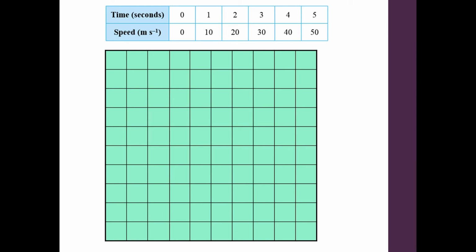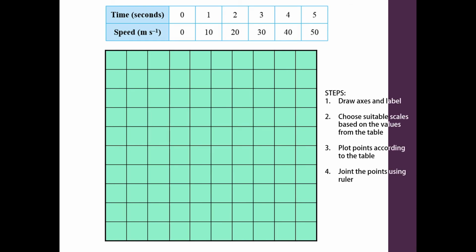In order for us to draw a speed time graph or any graph, these are the important steps that we have to follow. The first one is to draw the axes and label the axes. In a graph we have two axes, the vertical axis, or sometimes we call it the y-axis, and the horizontal axis, or sometimes we call it the x-axis. What you have to remember is that for a speed time graph, the vertical axis will be speed, and the horizontal axis will be time. Sini adalah laju, sini adalah masa.